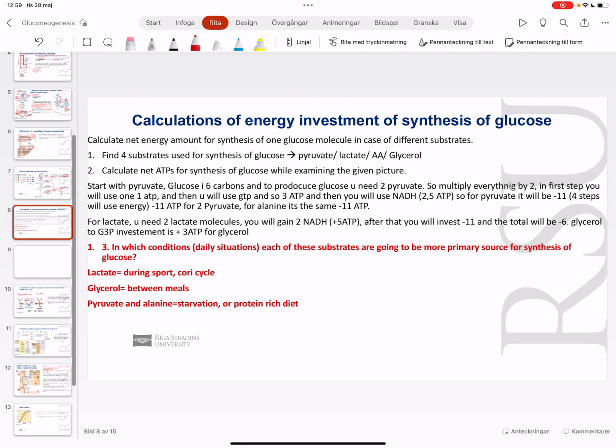Okay, now we can do calculations, and you don't have to read this right now, but I will go through every single thing, just in which conditions, daily situations, each of these substrates are going to be the more primary source for synthesis of glucose. So lactate, we will use as a primary source during sport. That means we will use the Cori cycle. Glycerol will be used between meals, and pyruvate and alanine during starvation or a protein-rich diet. Okay, and I will talk about this now when we do the calculations.